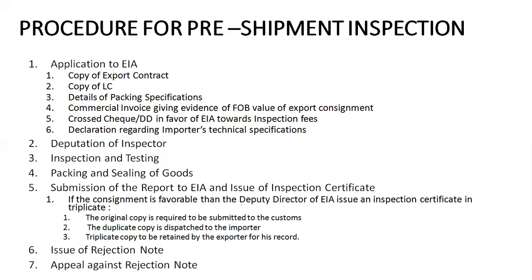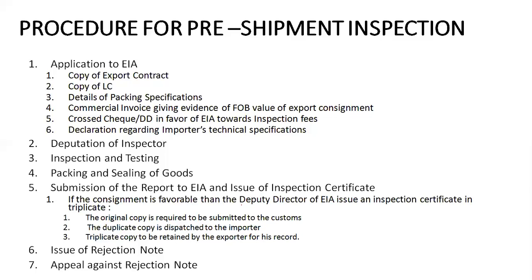Once they receive everything, they will verify the documents and depute an inspector. The inspector will come to your place and test and inspect everything, from raw material to finished goods. He will test everything. He will also check the packing and sealing of goods. Once he completes all these formalities, he prepares a report and submits it to the EIA agencies. Now if the consignment is favorable, then the deputy director issues the inspection certificate. That is the next step.